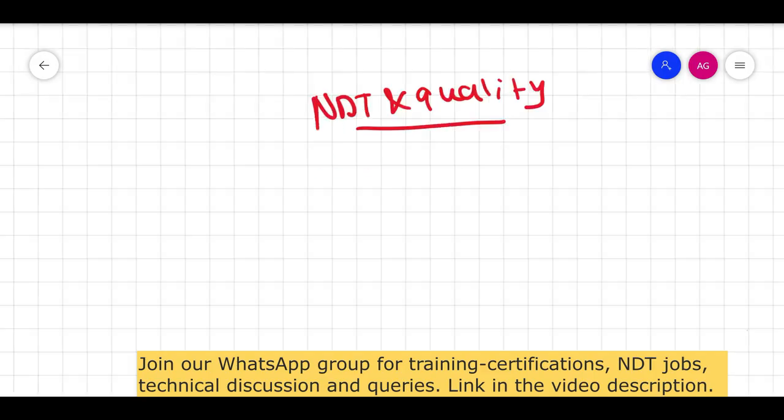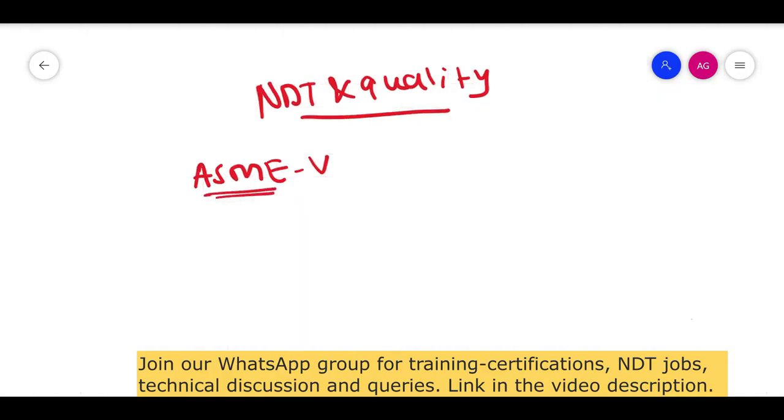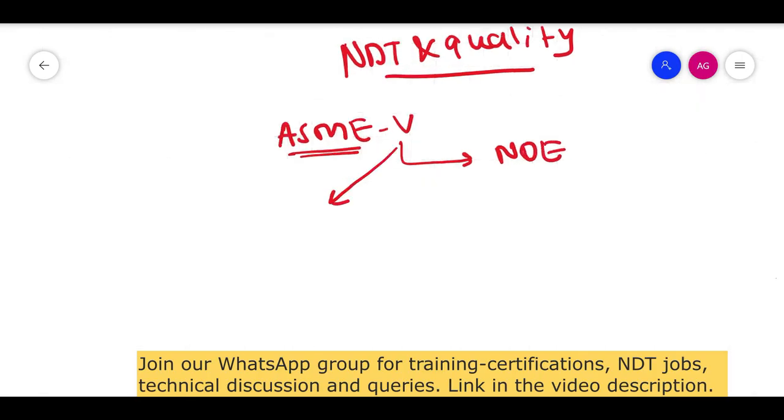So in today's video we are going to see about ASME Section 5 Article 4. There are many sections in the ASME Code. In the ASME Code, Section 5 is specifically NDE, non-destructive examination. In that Section 5, Article 4 is for your UT.